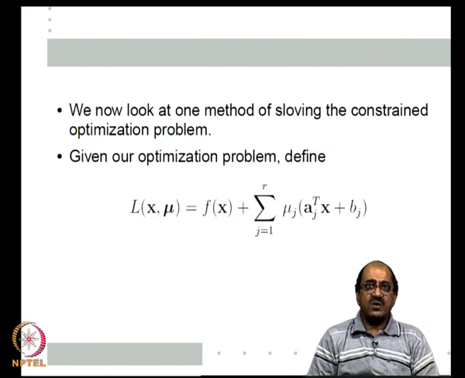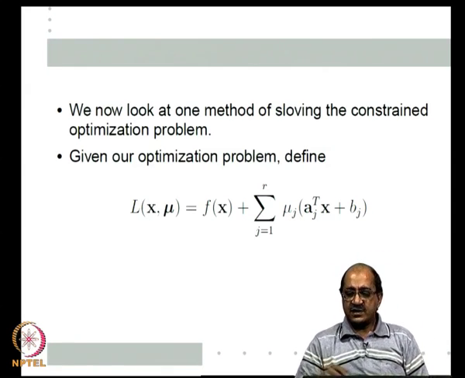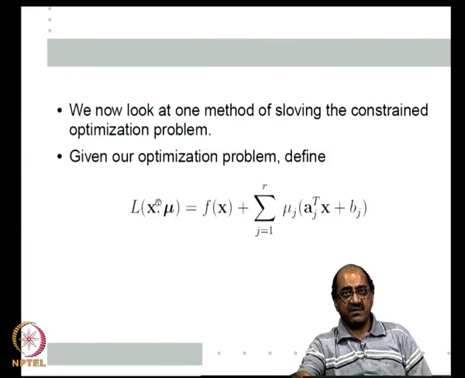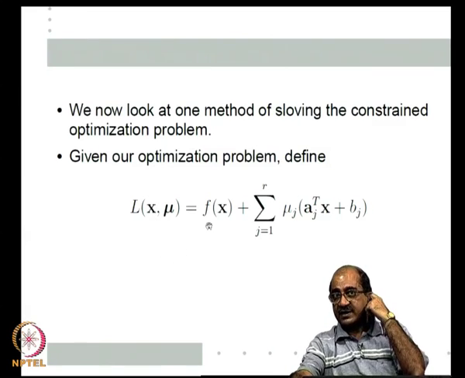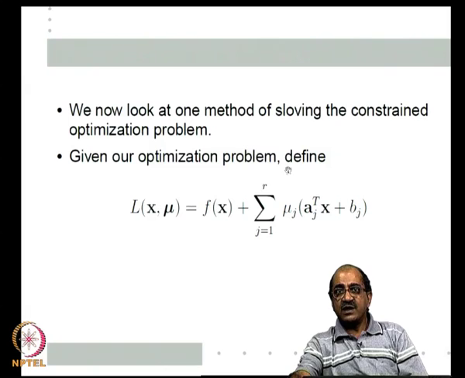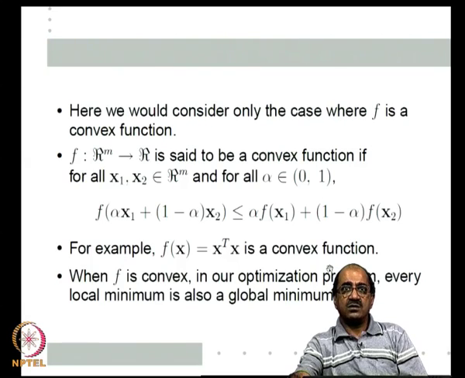Given the optimization problem, we define a function L. L is a function of x, which is an m vector, and also a vector mu. Mu has as many components as there are constraints. So, this vector mu is mu1, mu2, up to mu r. Yeah, just a small notational comment.